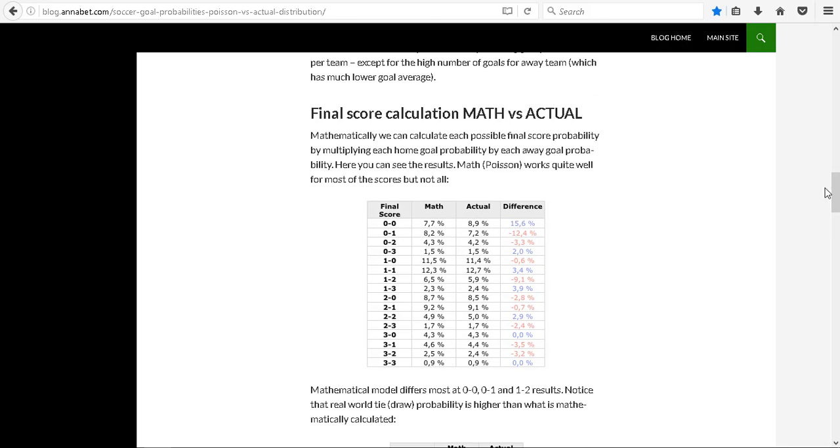Here, we can also plot what the final score is expected to be. And when we do that, we find that there are certain things where the model tends to be most wrong.